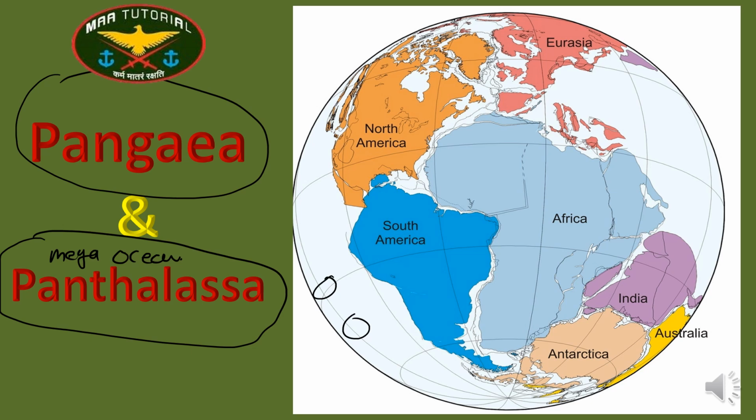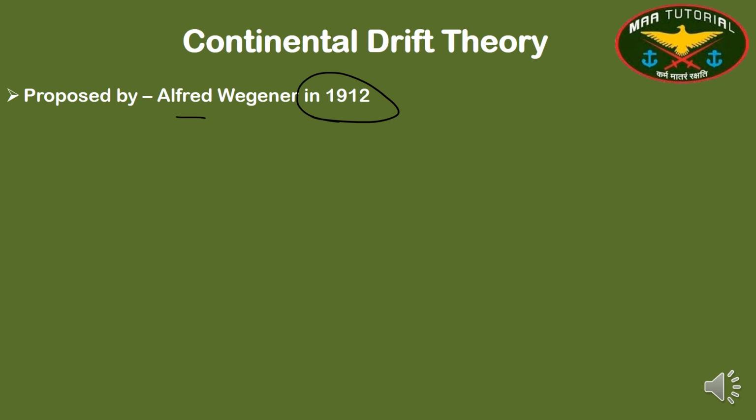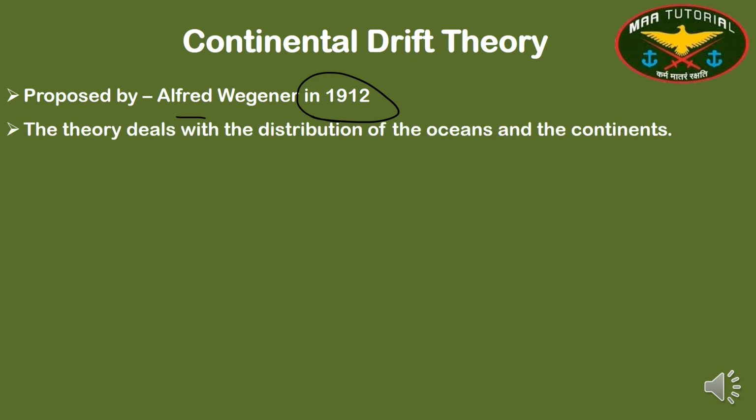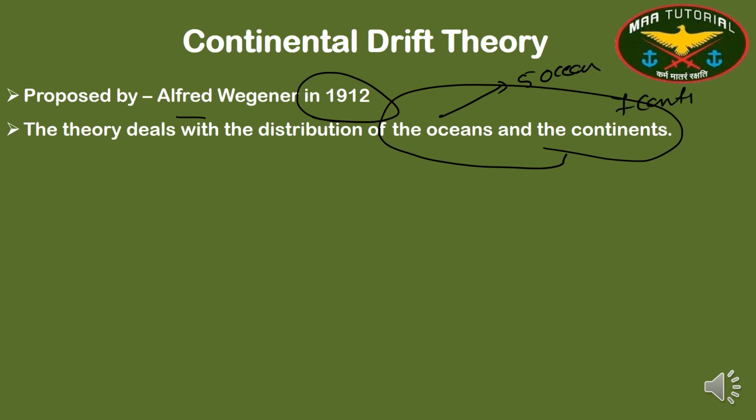Next, the continental drift theory. Who proposed the theory? Alfred Wegener proposed the continental drift theory in 1912. The theory deals with the distribution of oceans and continents. According to this theory, there are 5 oceans and 7 continents.